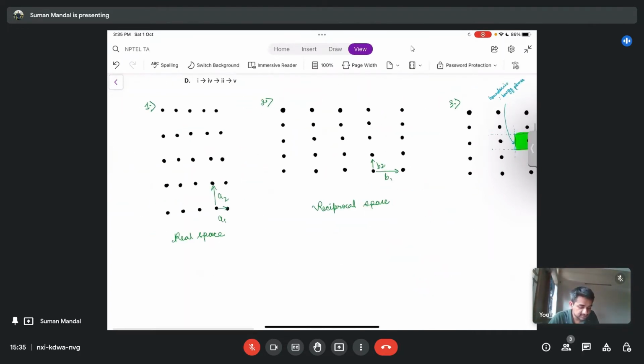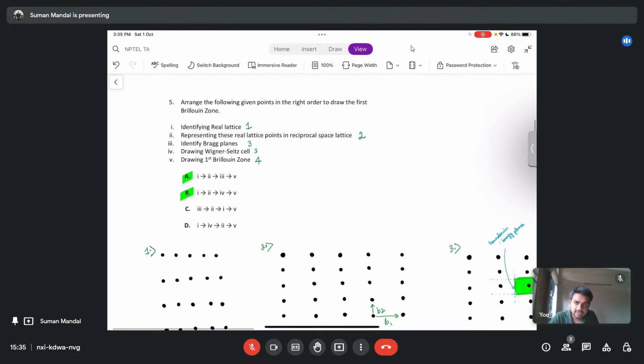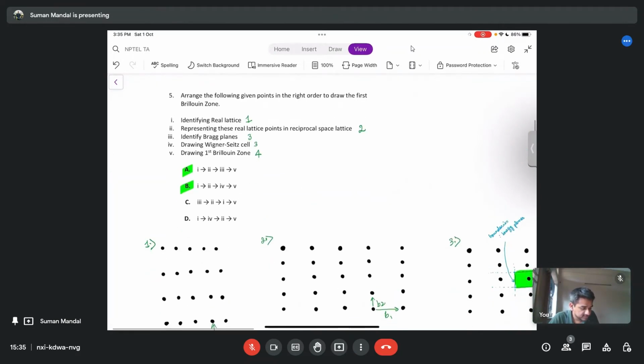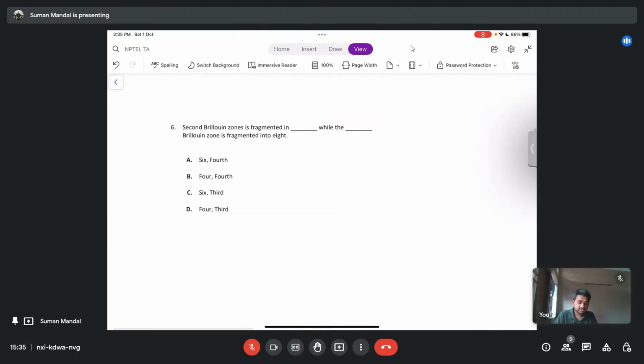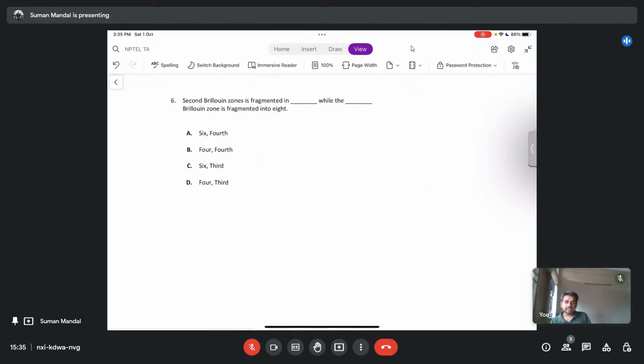I hope this is clear. If not, you can ask me in the NPTEL forum. Okay. We'll move to the next question. The second Brillouin zone is fragmented in how many fragments? Options: 6, 4, 6, 6 or 4. So the second Brillouin zone is fragmented in blank fragments, while the blank Brillouin zone is fragmented into 8. What is the correct answer?